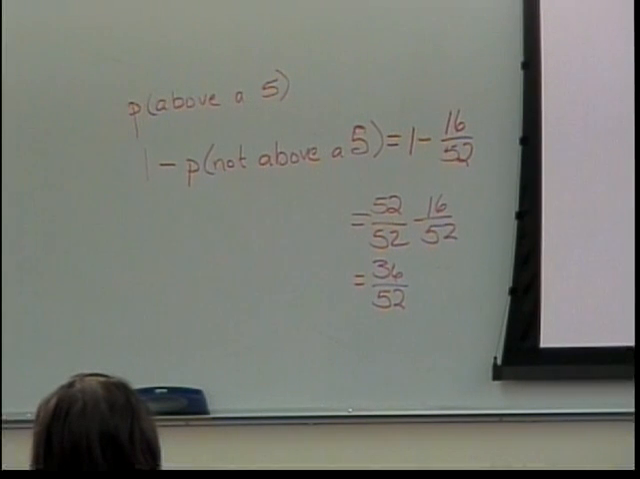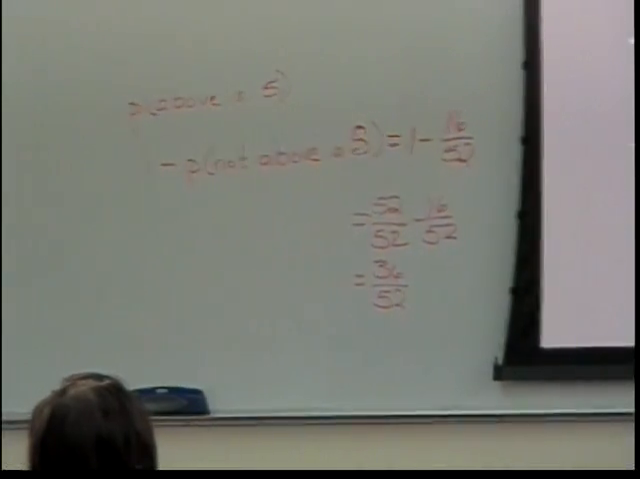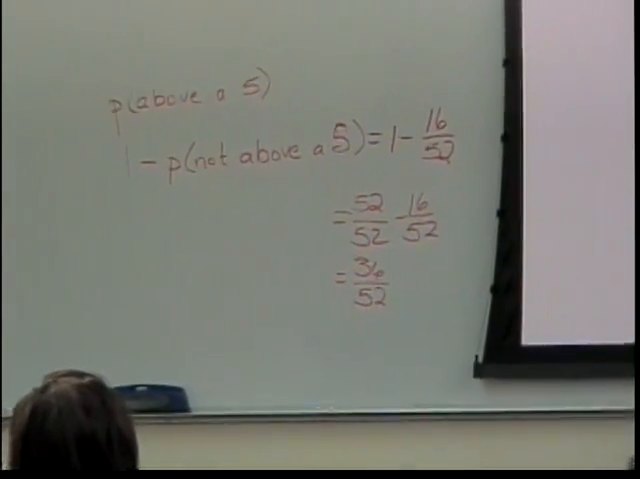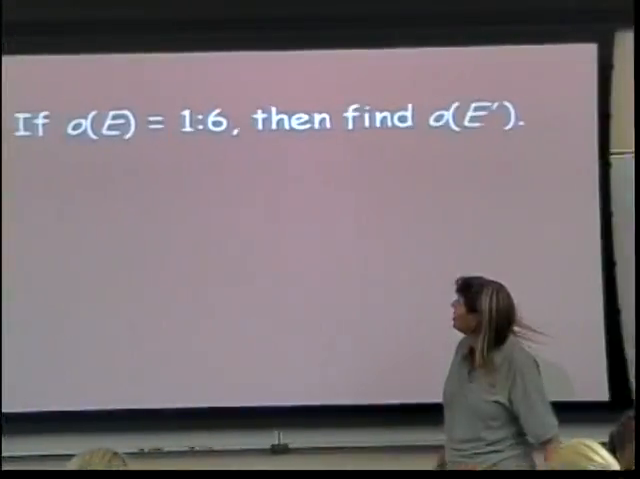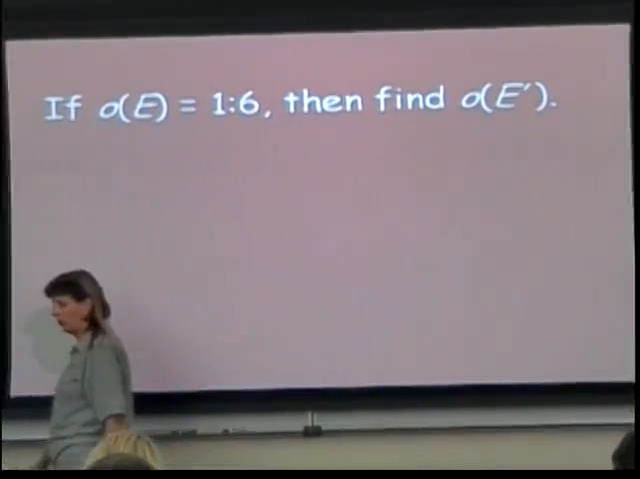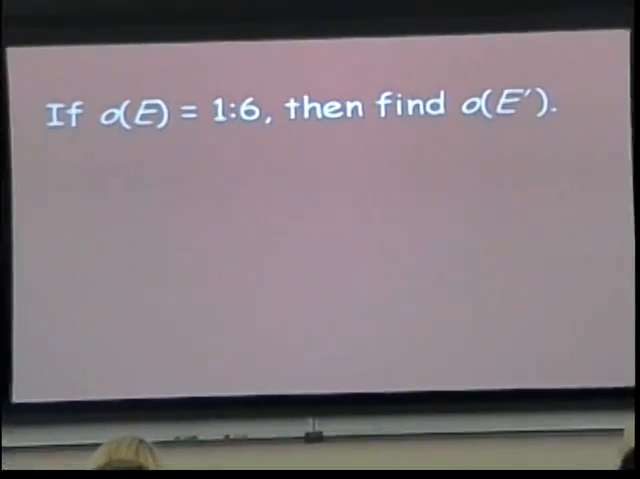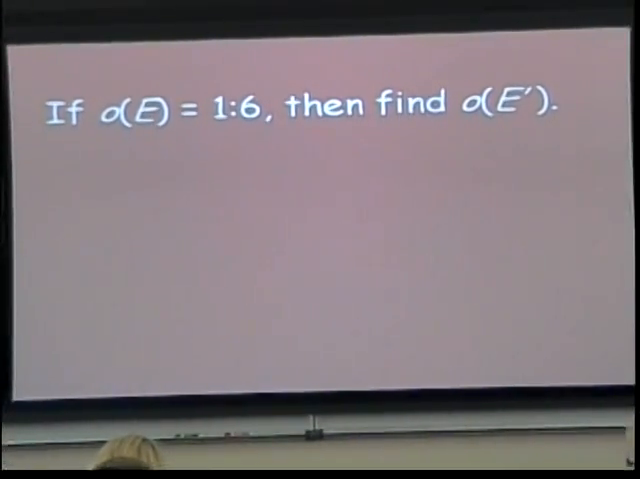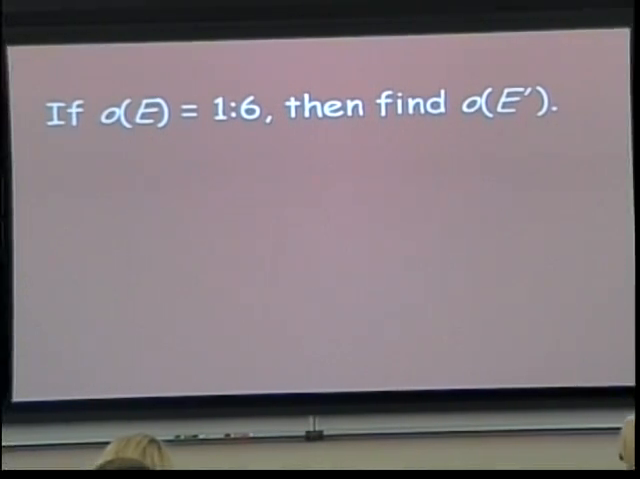So we're moving on to this question. Here's our question. I have an event. The odds of the event are 1 to 6. What are the odds of the event not happening? So that's the odds of the complement of the event.